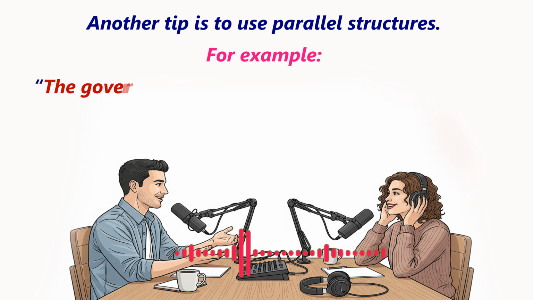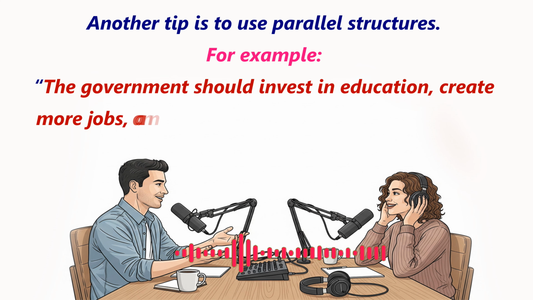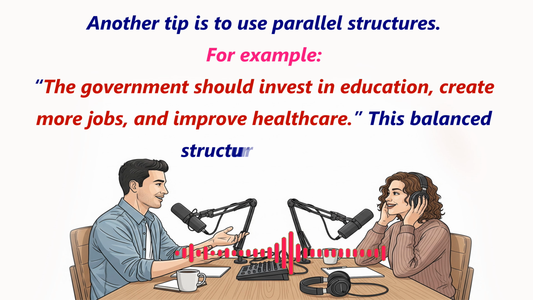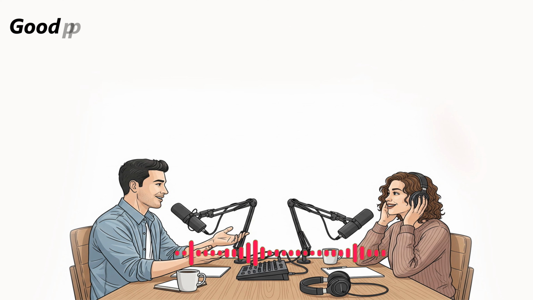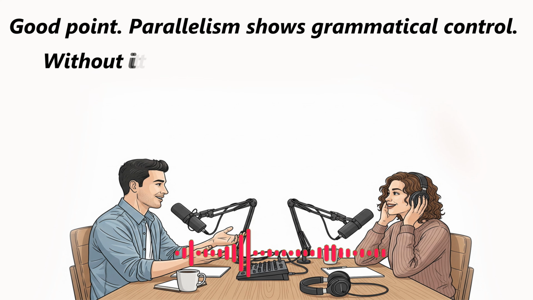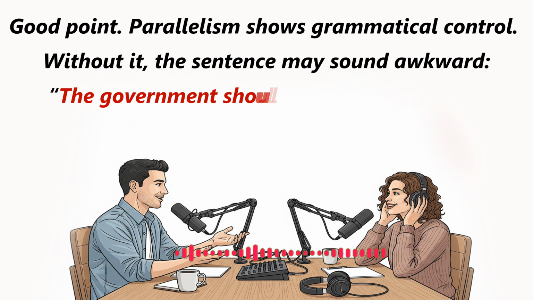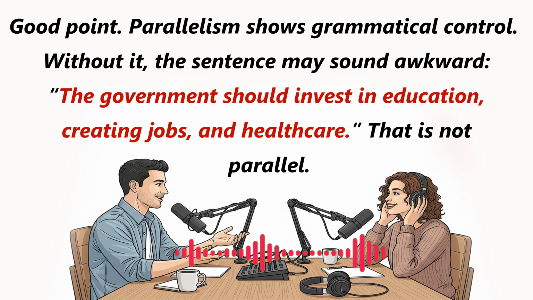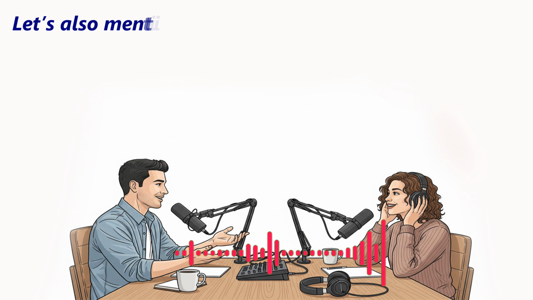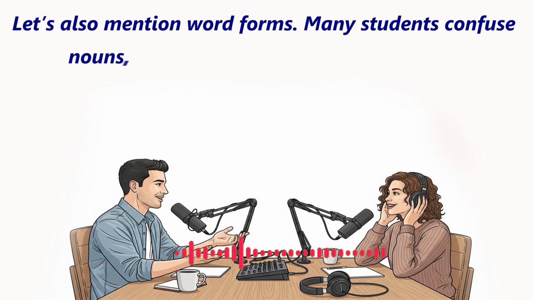Another tip is to use parallel structures. For example, the government should invest in education, create more jobs, and improve healthcare. This balanced structure makes writing smooth. Good point. Parallelism shows grammatical control. Without it, the sentence may sound awkward. The government should invest in education, creating jobs, and healthcare. That is not parallel.